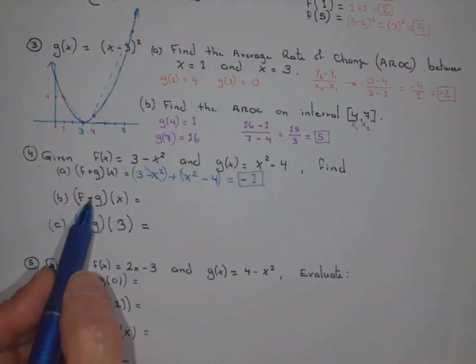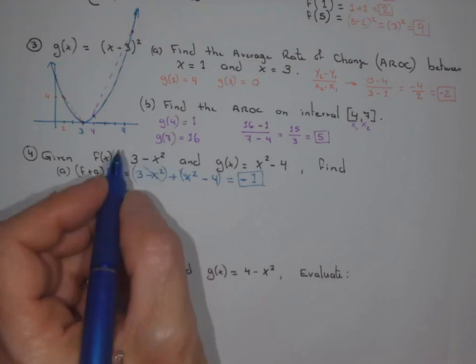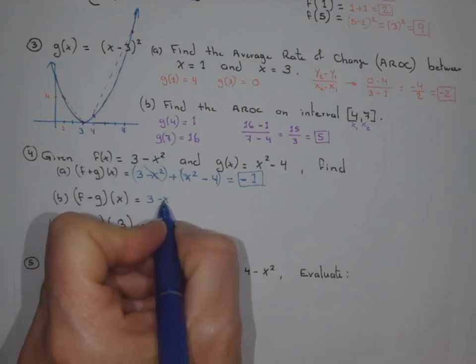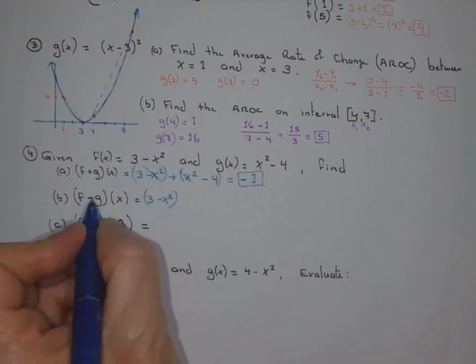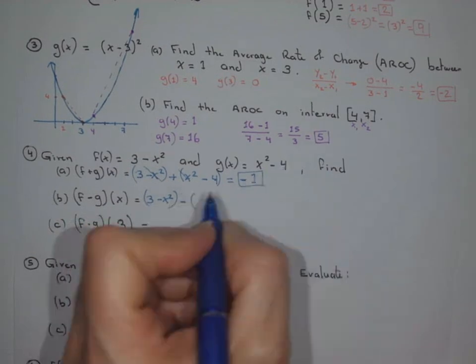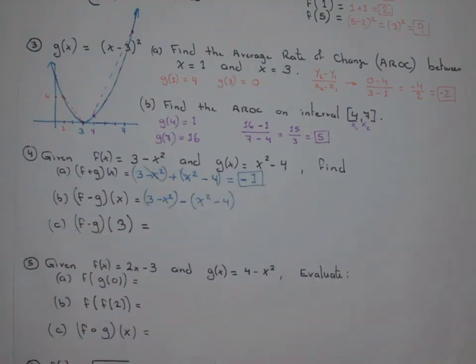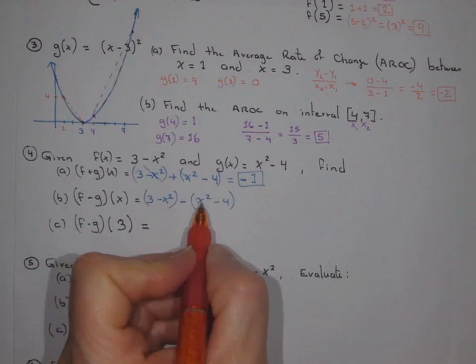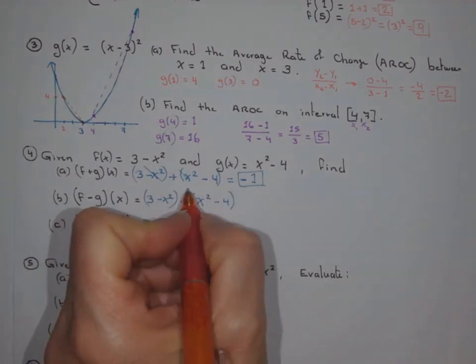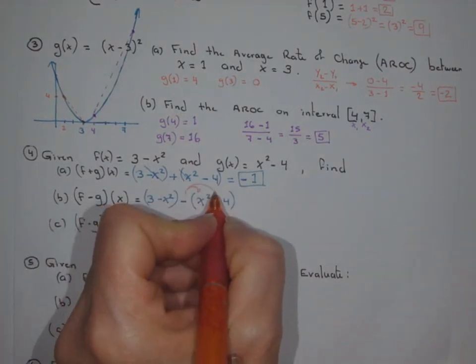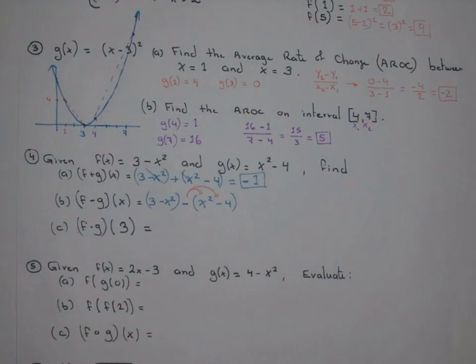Now I want to subtract them. So I'm going to take my f function, 3 minus x squared, and I want to subtract g of x, which is x squared minus 4. Now this is critical that we realize that we're subtracting the whole g function, meaning this negative has to be distributed here, right? And that's going to be important.